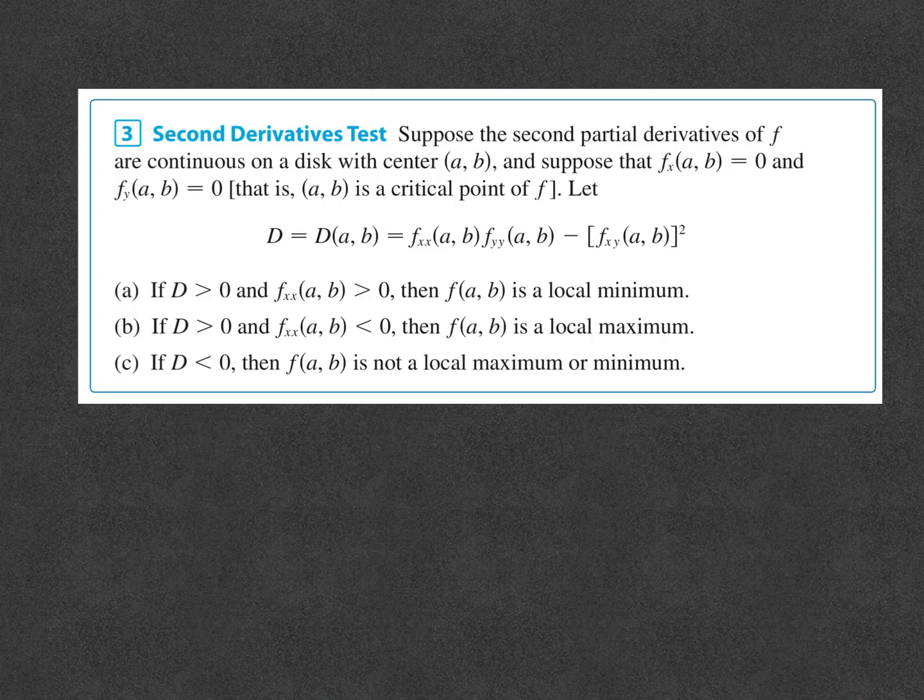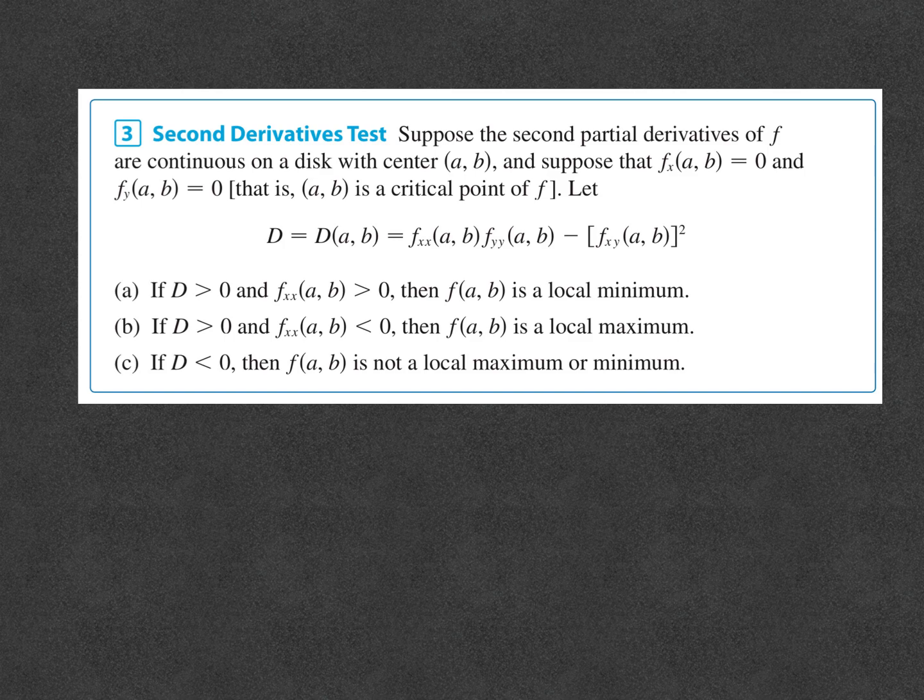So for the second derivative test, we have three cases, but let's start at the top. Suppose we have second partial derivatives of f, I love second partial derivatives, and that they're continuous on a disk with the center (a, b). That just means we're looking at a certain area of the graph, this disk, kind of like I drew in the opening video. And suppose that your partial with respect to x is equal to 0, your partial derivative with respect to y is equal to 0. So you found the critical point. (a, b) is the critical point.